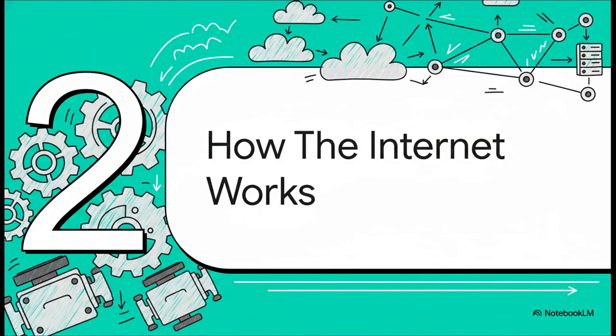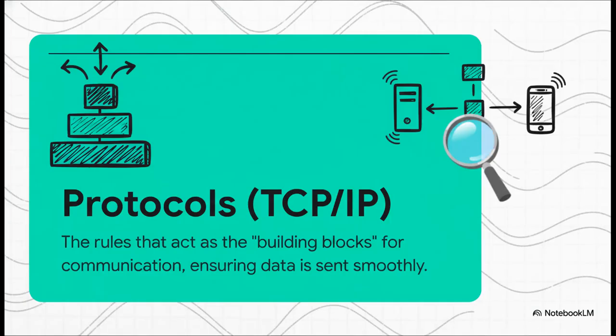All right, so we've got a handle on what it is and what it isn't. Now it's time to pop the hood and see how this whole global machine actually works. The secret sauce here is something called protocols. The big one you need to know is TCP/IP. Now don't let the letters scare you. Just think of it as the universal language of the internet. It's the set of rules that every single connected device agrees to follow so they can all understand each other. These rules are literally the building blocks that make sure when you send an email, it actually gets where it's supposed to go without getting lost in the shuffle.